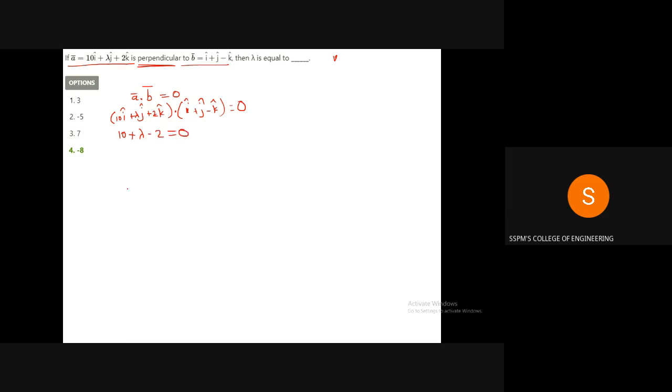The dot product is 0 when vectors are perpendicular to each other. So 10 plus lambda minus 2, it is lambda plus 8 is equal to 0, that is lambda is equal to minus 8. So the value of lambda is minus 8. So that will be the correct option.